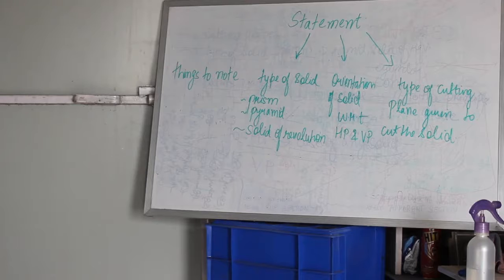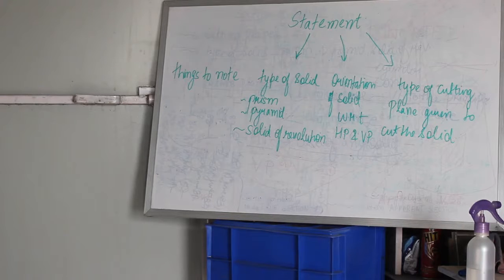Alright. So these points you will have to remember when you are reading the statement. The first step would be to take into account what is the type of solid, a prism, pyramid, or solids of revolution. Second, if it is a prism, it has two bases. If it is a pyramid, it has one base and an apex. If it is a solid of revolution, if it is a cone, it has one circular base and an apex. If it is a cylinder, it has two circular bases.